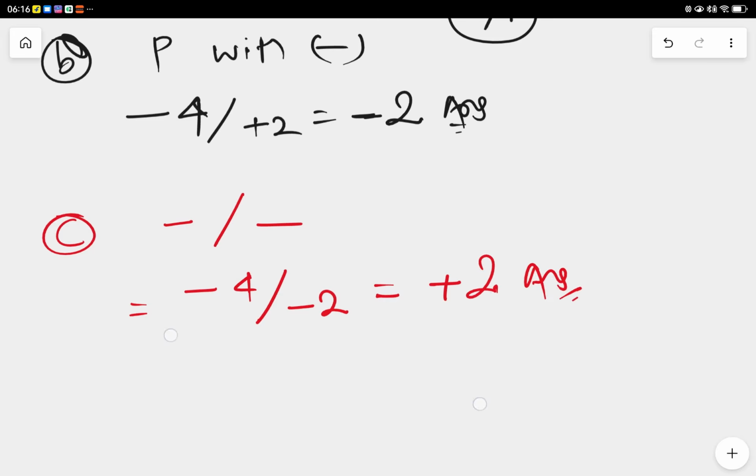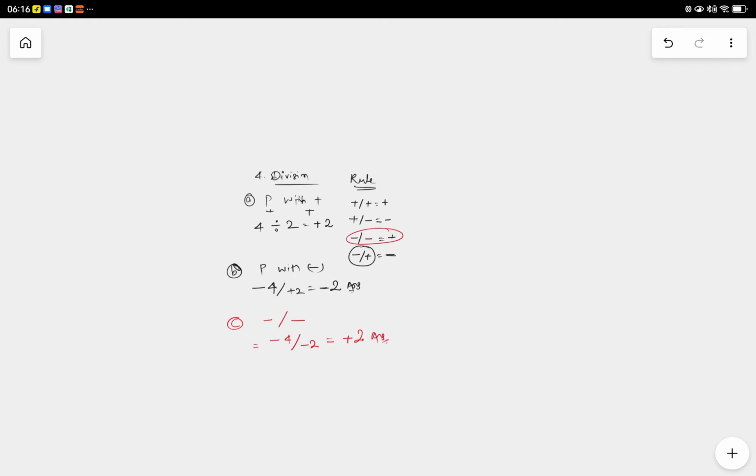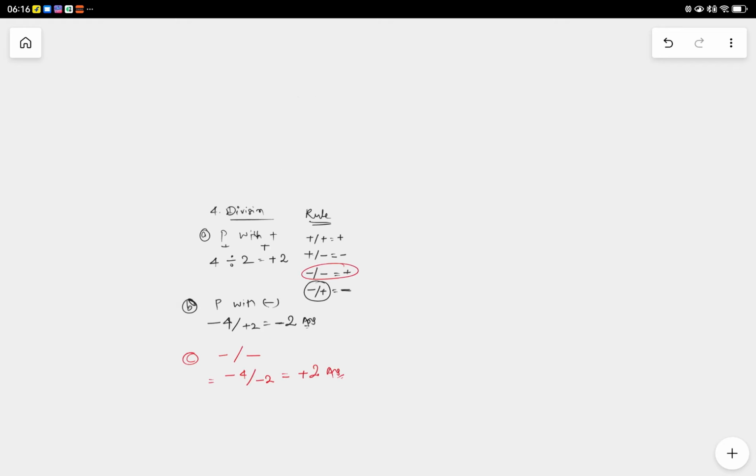So hence folks, this is our operations on integers.